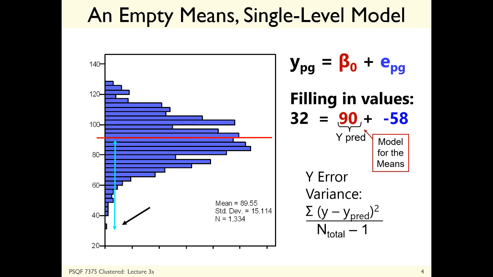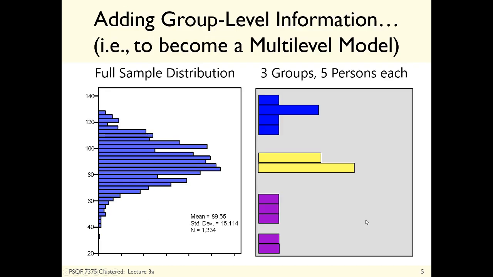We started here in single level model land, right? Empty model. No predictors. If we have a single level model, then our best guess for any observation is just the grand mean. How far off from that grand mean each observation is, is the definition of variance. But what if I said that that distribution actually came from 3 distinct groups with 5 people each? We've got the blue group, the yellow group, and the purple group. How would our empty model need to change?